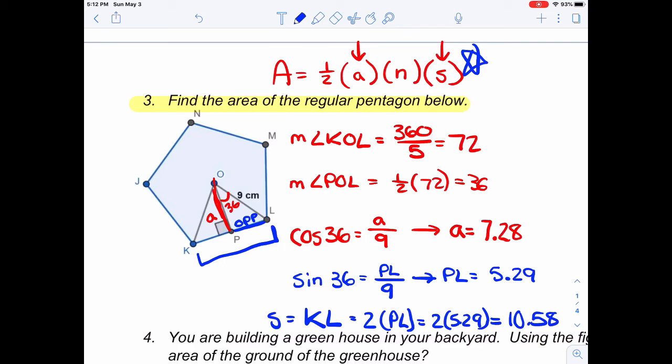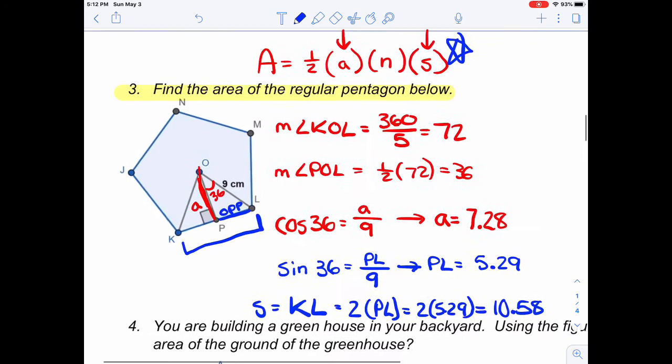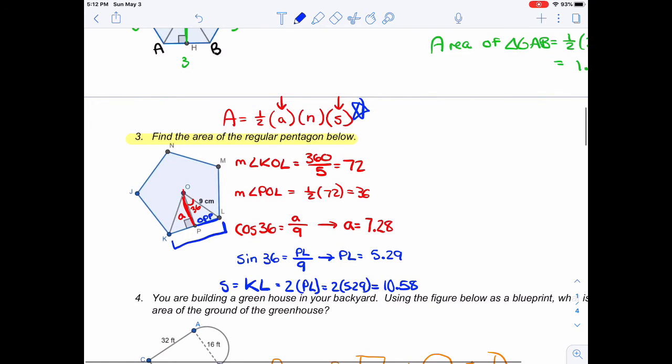Okay? So now that I have all of that, all I need to do is plug in my newfound information into that equation at the very top. So I'll go ahead and do that in orange here.